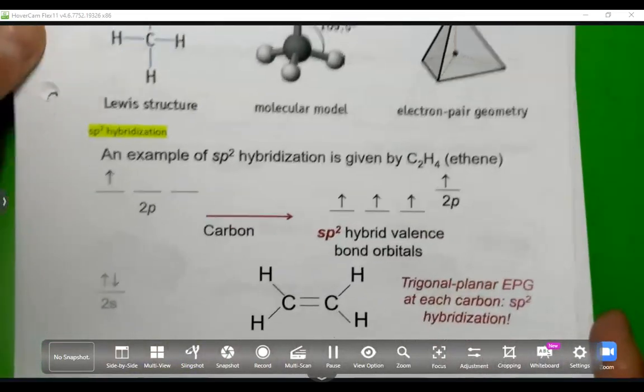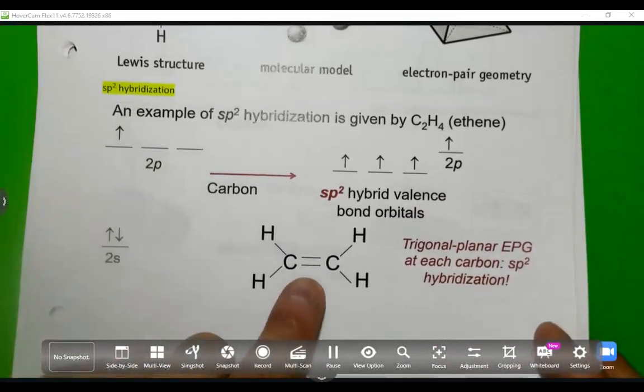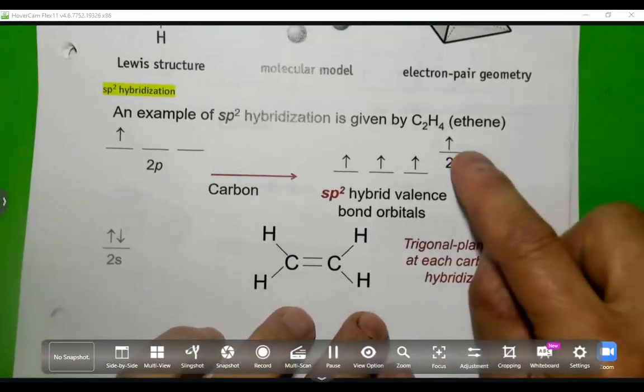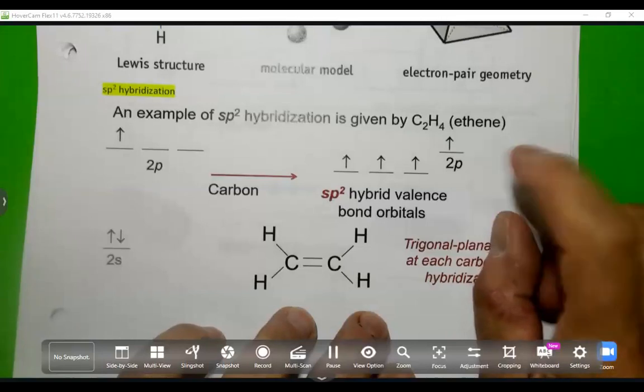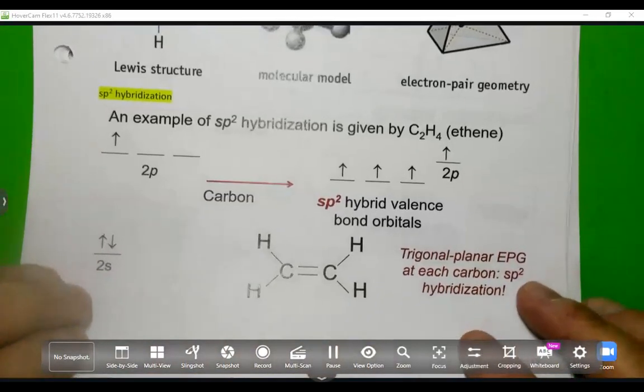If you have sp2 hybridization, that's where we can get this double bond because we have a regular p orbital left over, right? Regular p left over to get our pi bond.